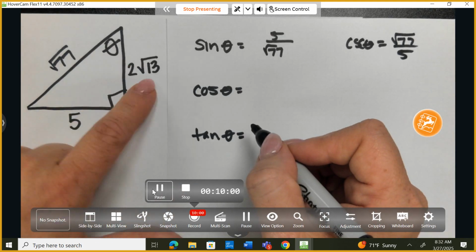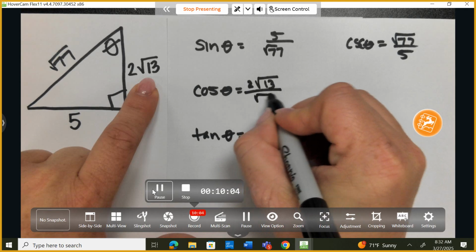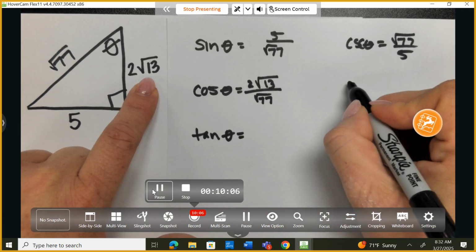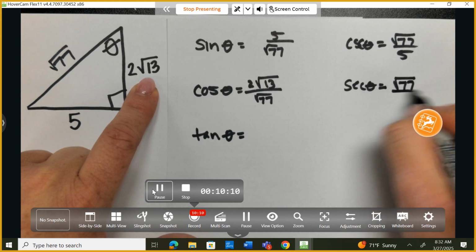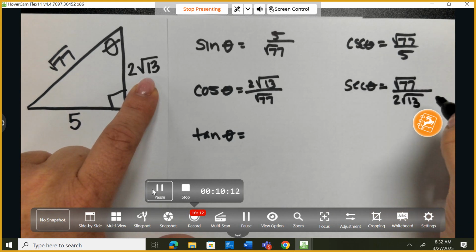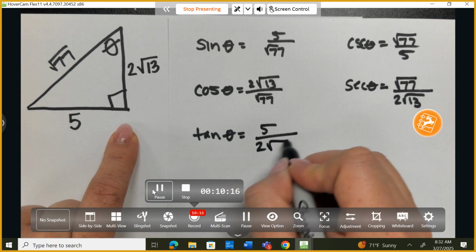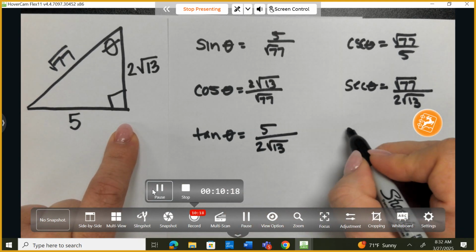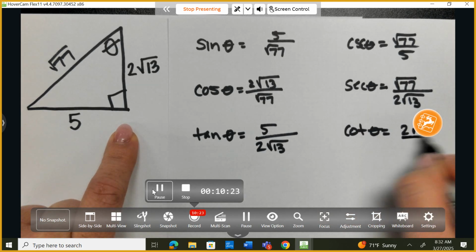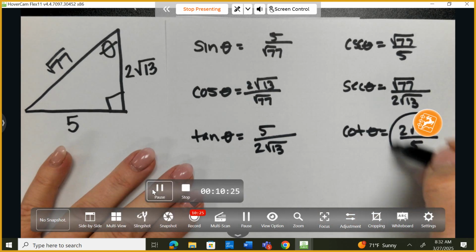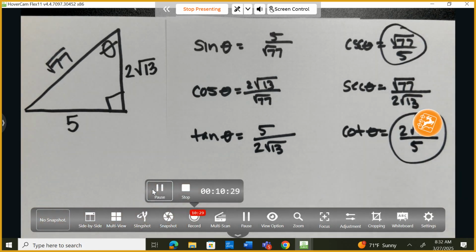I know cosine is adjacent over hypotenuse. And then I'm going to come back over here and do the secant next. Okay, then I'm going to do the tangent, which is opposite over adjacent. Now, when I look at these, this is in correct form. This is in correct form. Everyone else, I got to do some work here.